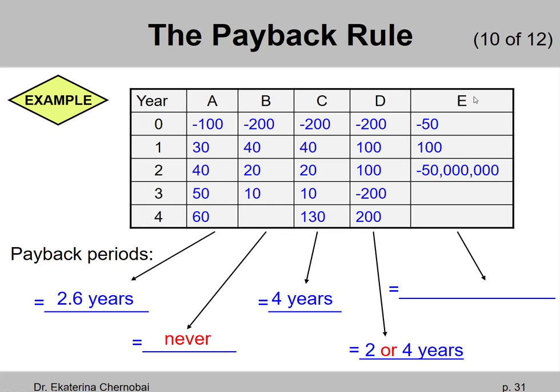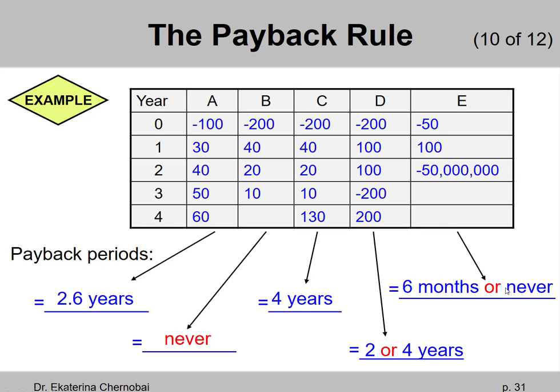Now, what about the last project, Project E? If we invest $50, in 1 year we get back 100, and in 2 years we'll lose $50 million, a huge amount, right? What's the payback period? Here we again have 2 payback periods. After half a year, we recover 50, but then we lose a lot of money and we never recover it, right? If we wait any longer. So the 2 payback periods here are 6 months, half a year, or never.